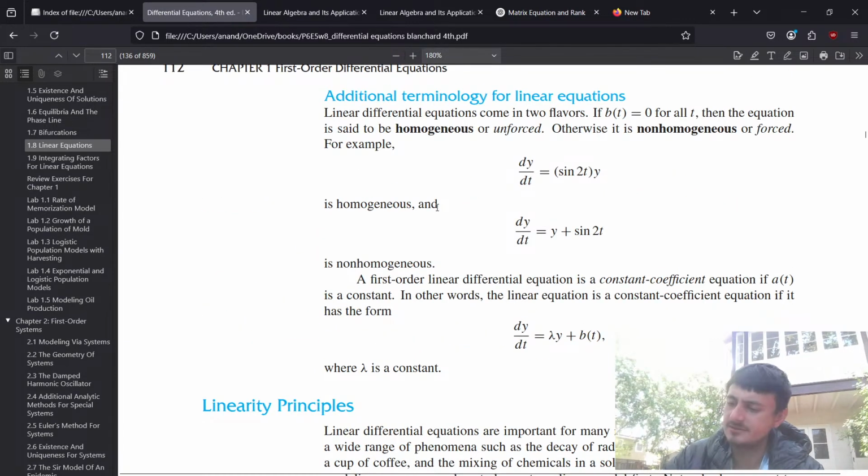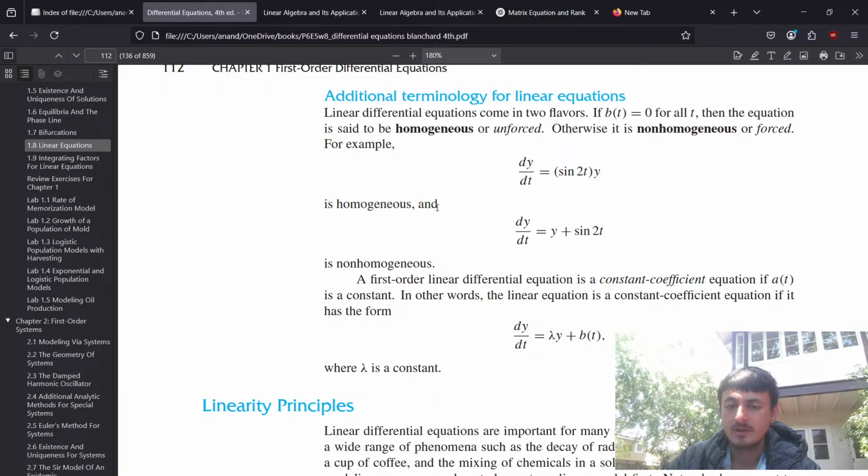So let's just write that down. Homogeneous if b of t is equal to 0, non-homogeneous otherwise. The last thing was constant coefficient: y dot equals lambda y plus b of t, where lambda is basically just a real number.